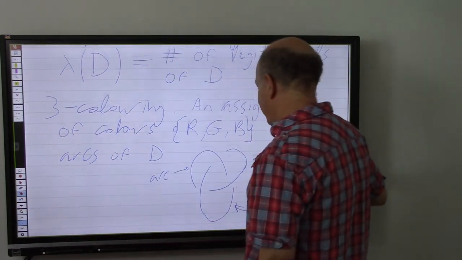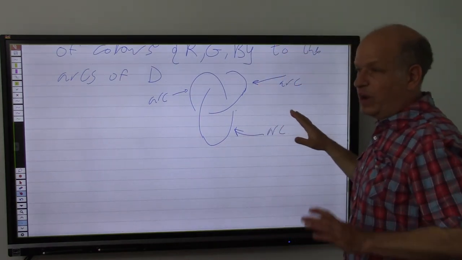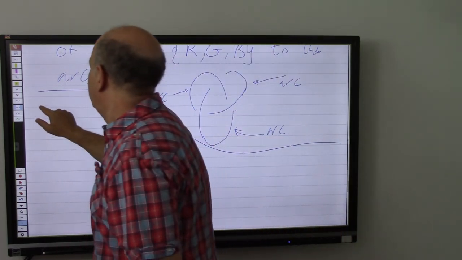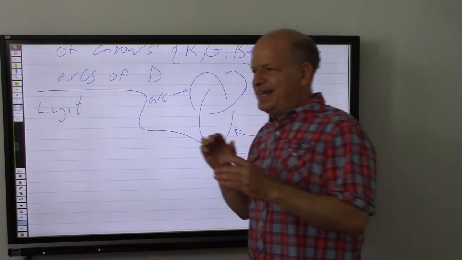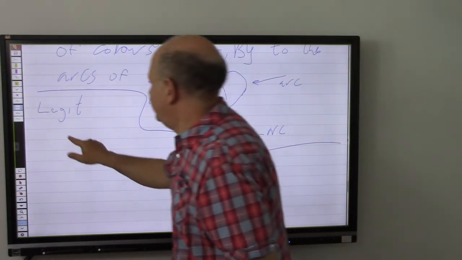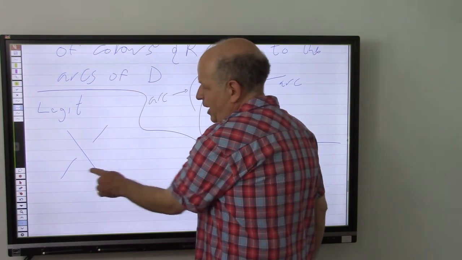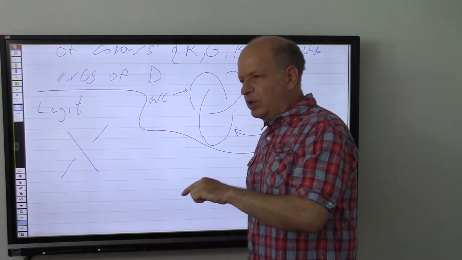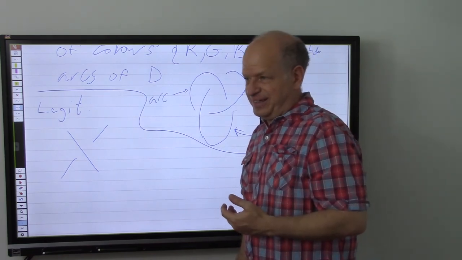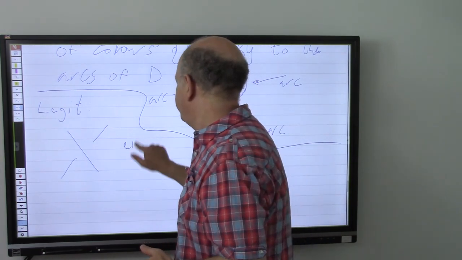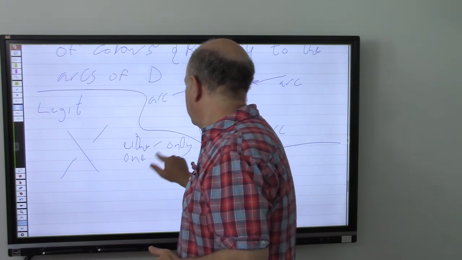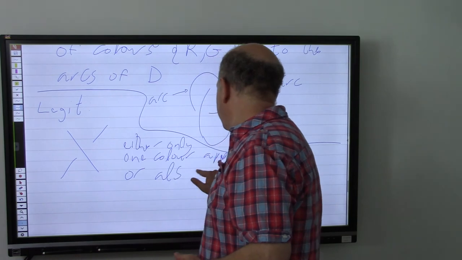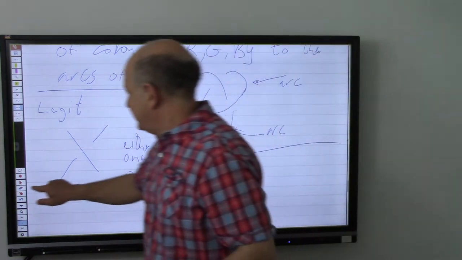And maybe the last thing to say, what is legitimate? When do I call a coloring legitimate? So I'll say it here. Legitimate means that in every crossing, if I draw a crossing, it involves potentially three arcs, 1, 2, and 3. So either they are all the same, or they are all different. Okay? So in a crossing like this, either only one color appears, or all three.